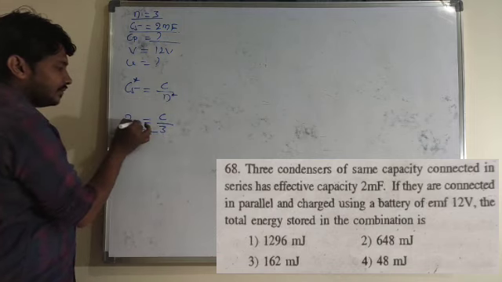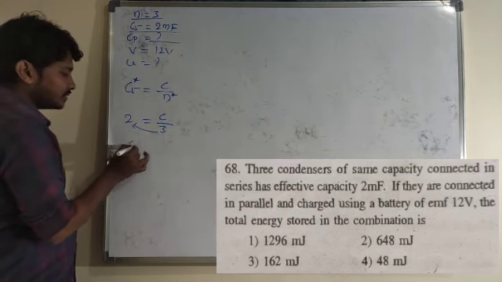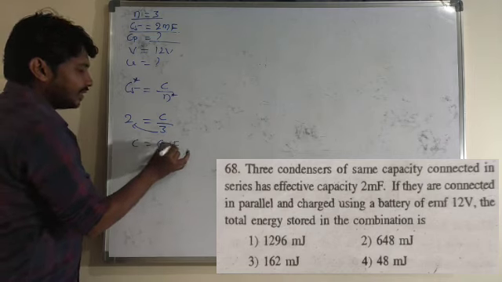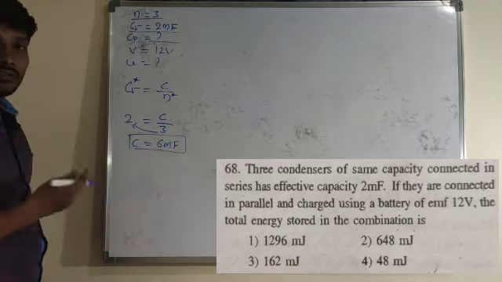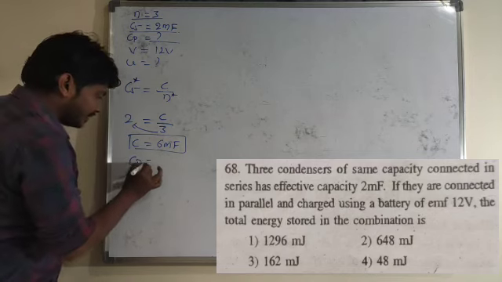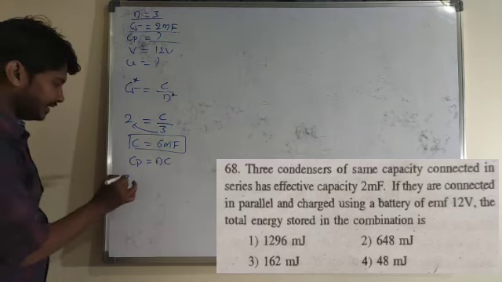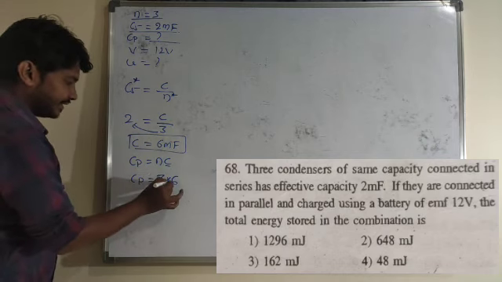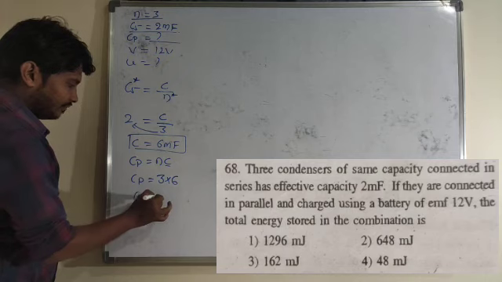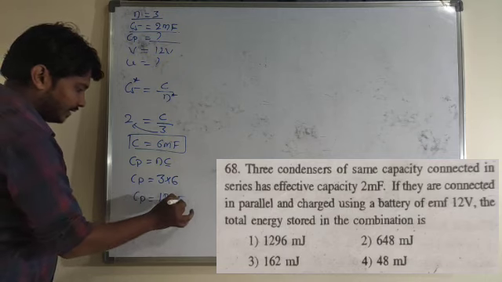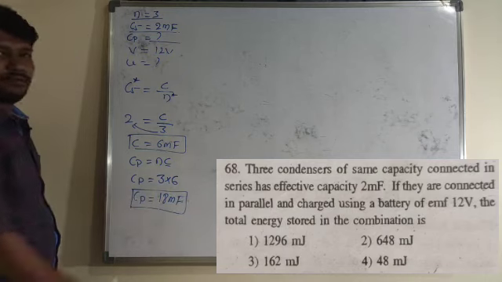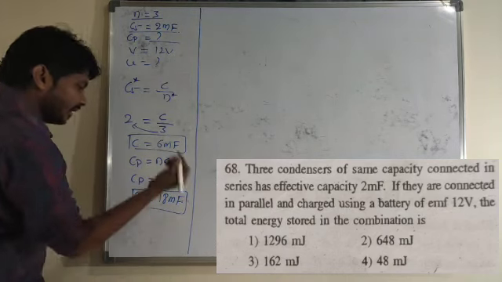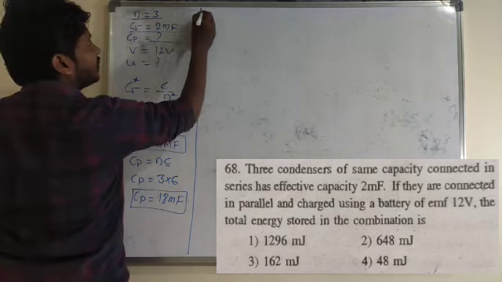C divided by N, N is 3, so C is equal to 6 millifarad. So in parallel combination, C of P is equal to N into C. N is 3, C is 6, so C of P is equal to 18 millifarad here. Now I want to find out the energy stored in parallel combination.